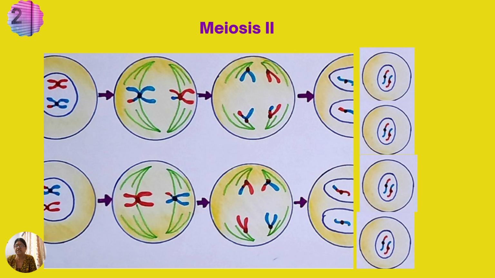Here is the entire sequence of events in meiosis 2, where sperm and egg cells form a zygote, undergo reduction division, recombination, and finally segregate to form 4 daughter cells.